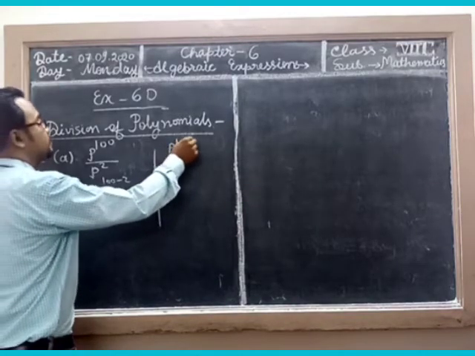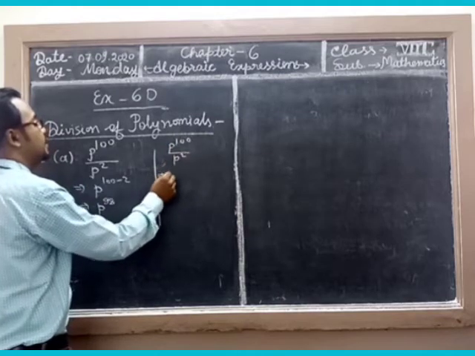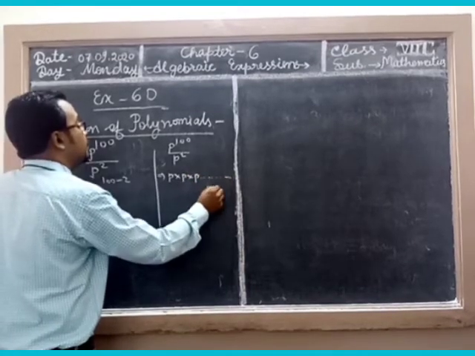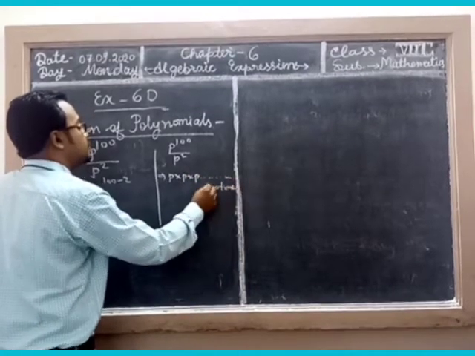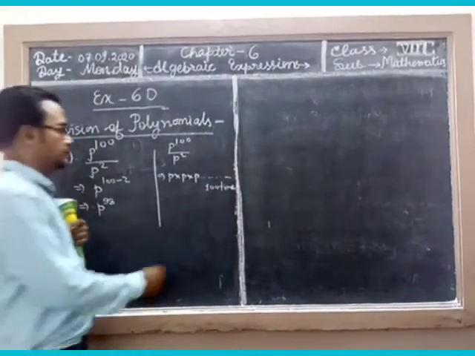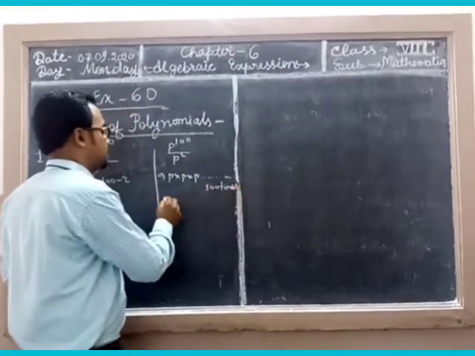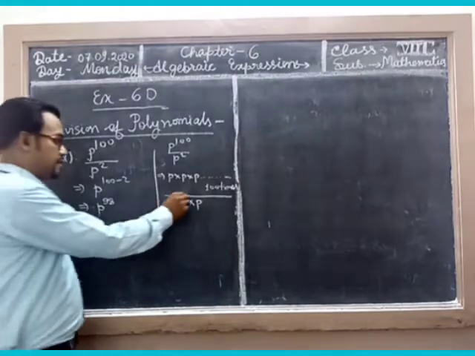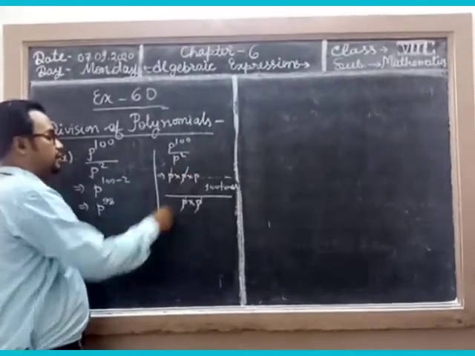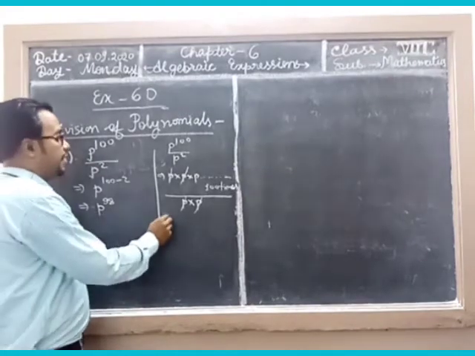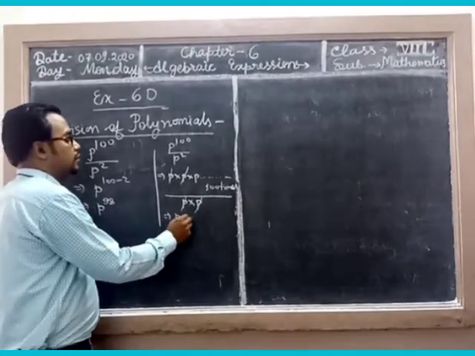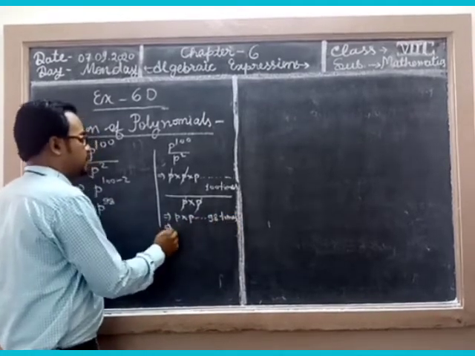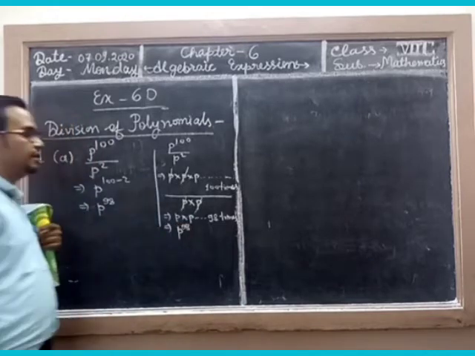p to the power 100 upon p to the power 2. It means here p is written 100 times, and upon there are only 2 p's. So if this p is cancelled out by that p and this p is cancelled out by the second p, then how many p's are left? 98. It comes p into p, 98 times. It means p to the power 98.